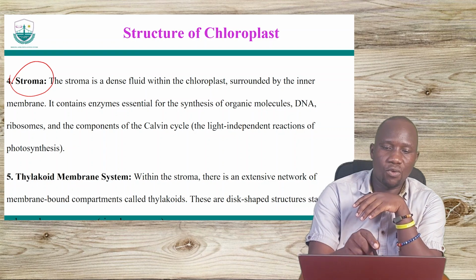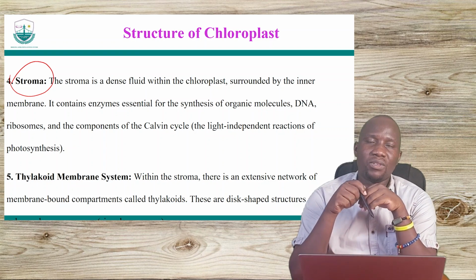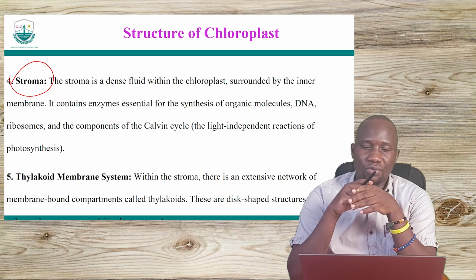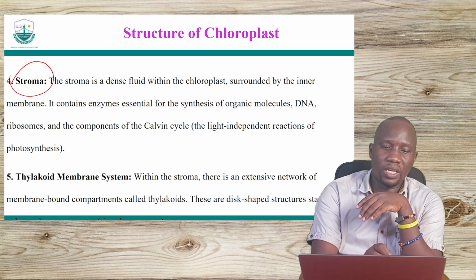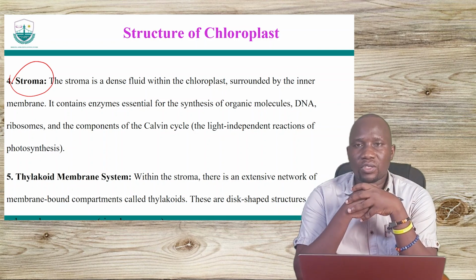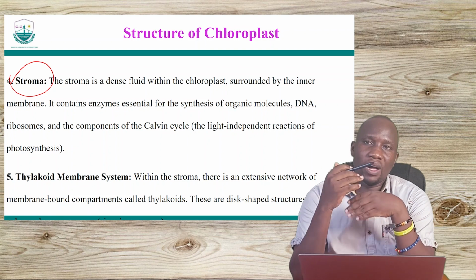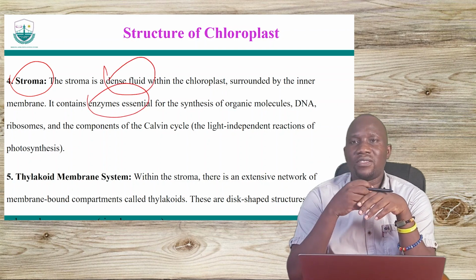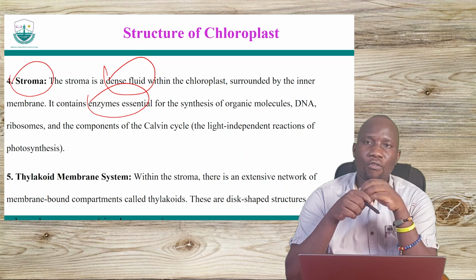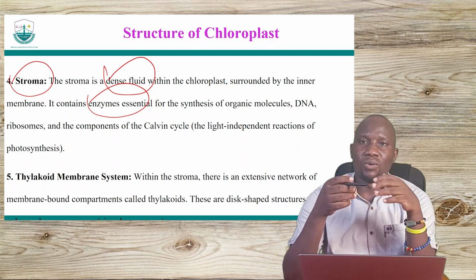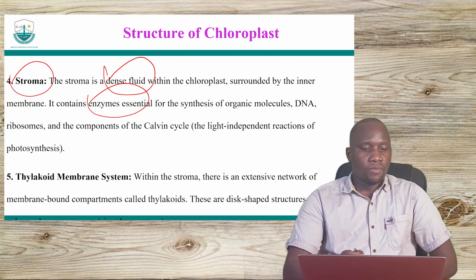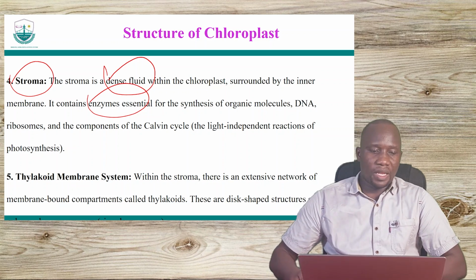It is a dense fluid within the chloroplast, surrounded by the inner membrane, and it contains all the enzymes that you need for the process of photosynthesis. With time, when you look at the process of photosynthesis, you will know that you have the light independent phase and the light dependent phase. And that's where you see the role of the different enzymes and what reactions actually happen within the stroma.